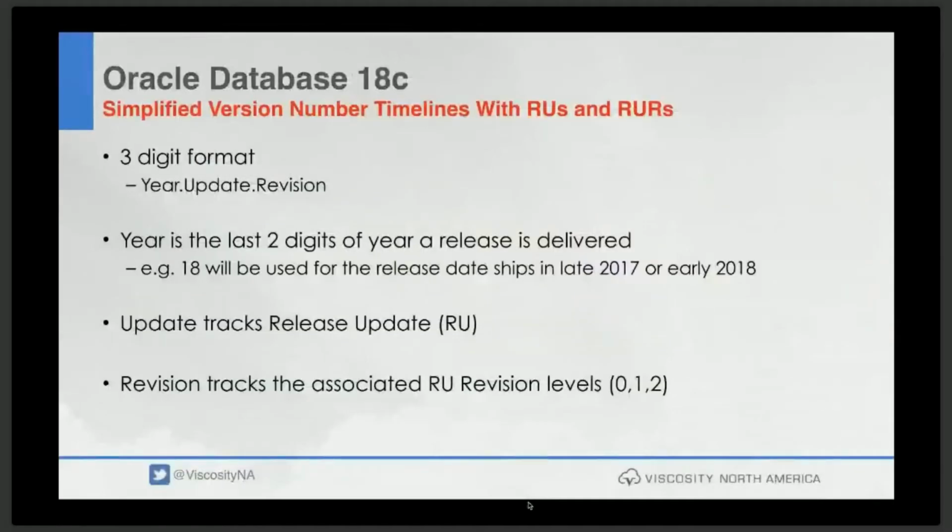Okay, so now we're in the world of 18C. For those who don't know, Oracle has changed their versioning scheme. Instead of being 12c R2, now it's called 18C. With 18C, we'll have a 3-digit format going forward for the database version. It'll be the year that the database is released, the update, and the revision number. The update being a release update, and the revision number being the actual tracking of the revisions for each release update. Oracle also announced that with each update, they will only have 3 revisions.